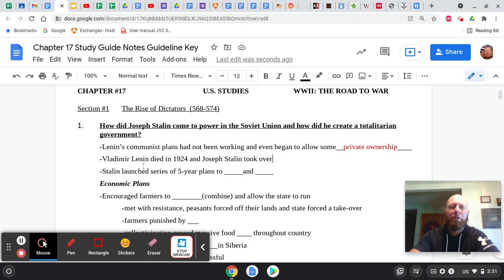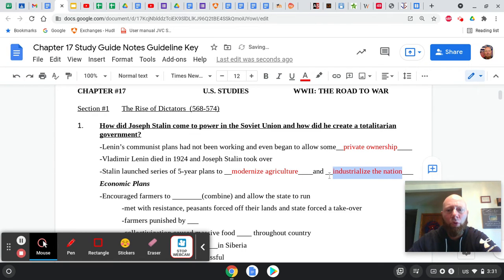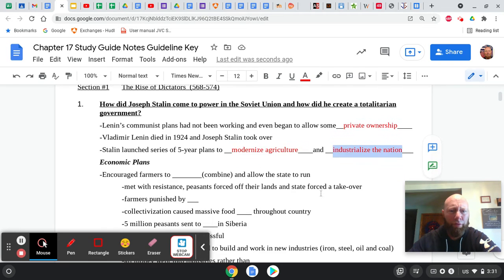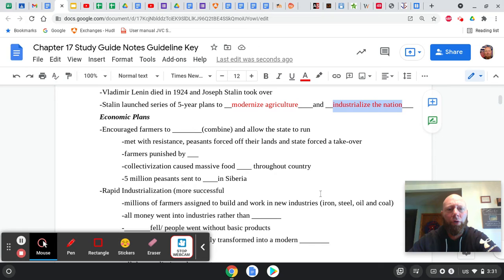Stalin is going to launch a series of 5-year plans to catch the Soviet Union up with the rest of the world in 2 areas. The first is in agriculture, and the second, which is going to be more successful, is to rapidly industrialize the nation. And one benefit of having these on video too, at any point you can pause me and catch up, and then come right back to it. So just FYI.